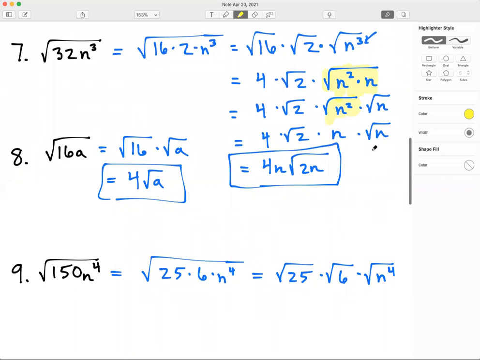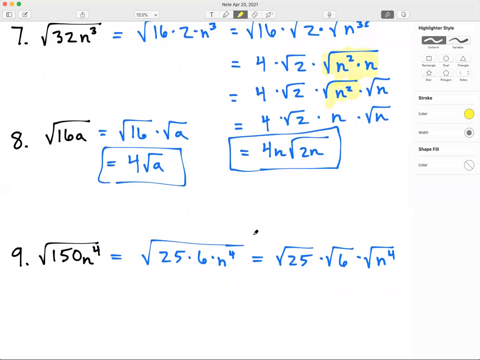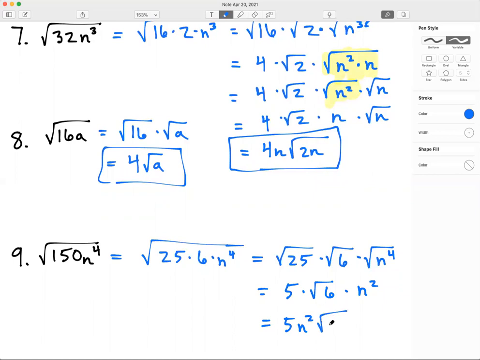Okay, so let's divide that thing by 2. What do we get when we divide it by 2? 4 divided by 2 is 2. So we got 5 times root 6 times n to the 2nd power. Okay, so I'm going to write everything that does not have a square root over it first, like I said. So that would be 5n squared, and then the square root of 6, and we are done.